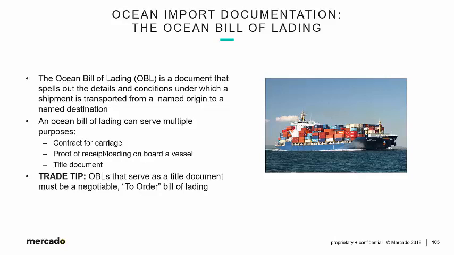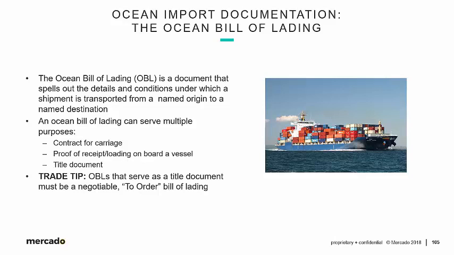As we see in our second bullet, an ocean bill of lading can serve multiple purposes. The first one, we just gave it away with that spoiler alert. It's a contract for carriage. That is a specific term used in maritime transportation. Carriage being the actual transport of the goods. An ocean bill of lading can also serve as proof of receipt or loading on board a vessel. Container is delivered to a terminal, loaded on board a ship. The BOL can serve as proof of receipt and loading on board that ship.